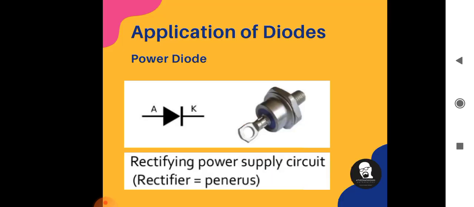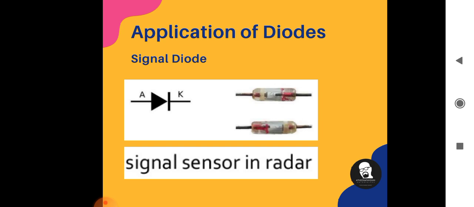Then the application of diodes, as I said, is amplification or switching purpose, as well as rectifying in power supply circuits. What do you mean by rectification? If you are using an AC signal and you have to convert that AC signal into a DC signal, then the diode will convert that AC signal into a DC signal, which is called rectification. So it is the main application of diode. It is used as a rectifier in power supply. Then it is used as a sensor in radar.